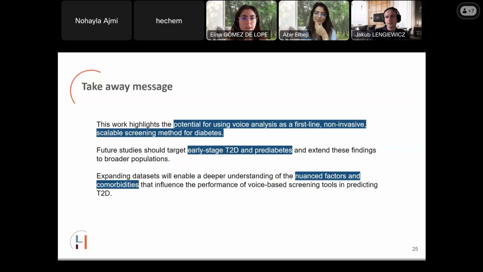I can see a question from Nohaila. Yes, hi again. I imagine that right now you're in the process of collecting more data, right? And I have a question. Would the language of the voice recording affect the models? Because there are some languages that maybe have a higher pitch. Do you have language requirements?